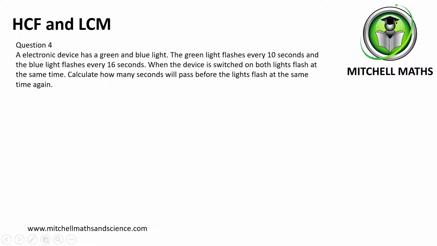And just an example of how a question could be worded. An electronic device has a green and blue light. The green light flashes every 10 seconds, the blue light flashes every 16 seconds. And you're going to work out, if they both start by flashing at the same time, how long it's going to take in seconds before they both flash again. So what I'm doing is basically working out the lowest common multiple, because I want to find out the next time that they're going to flash at the same time.